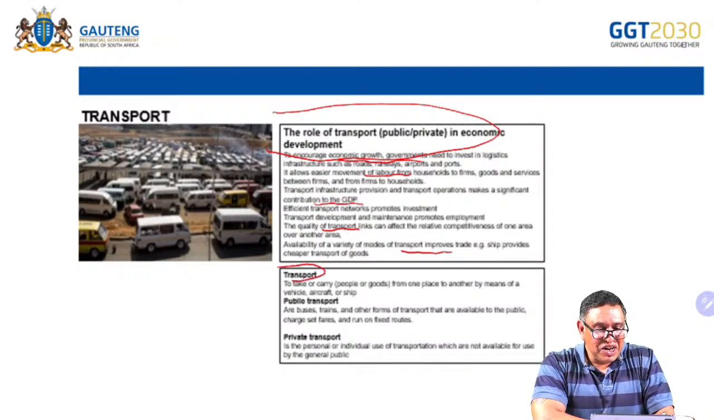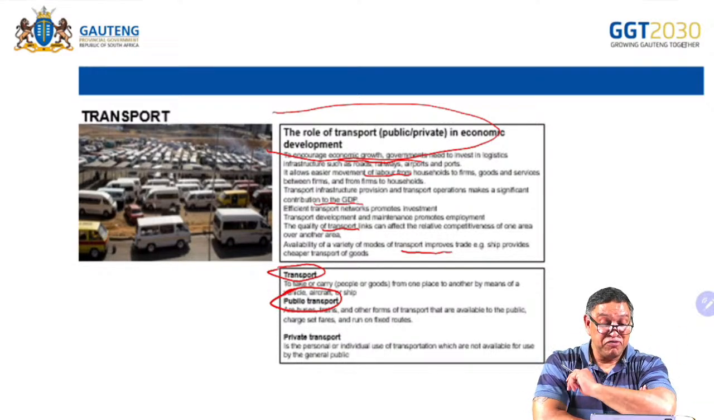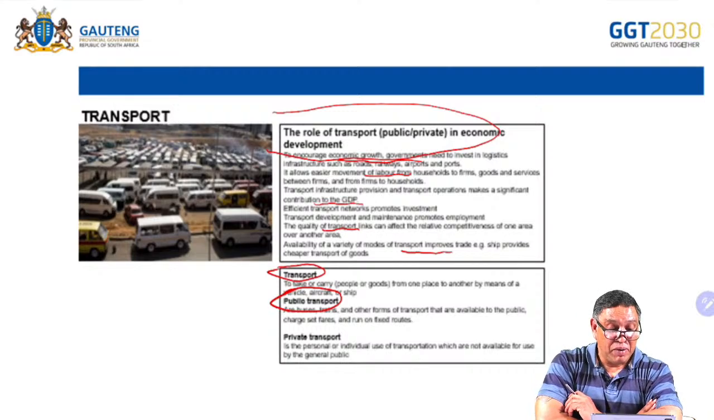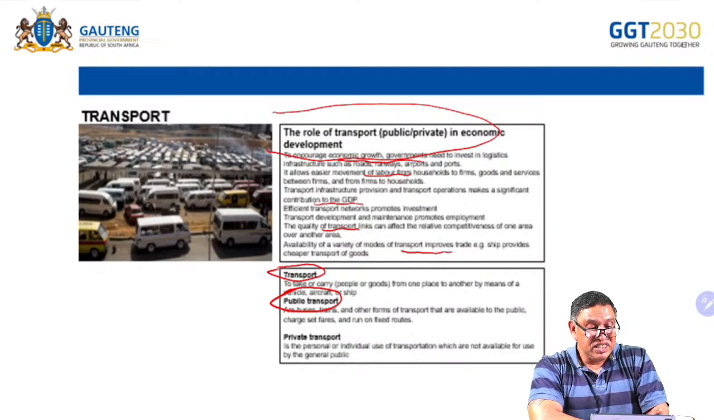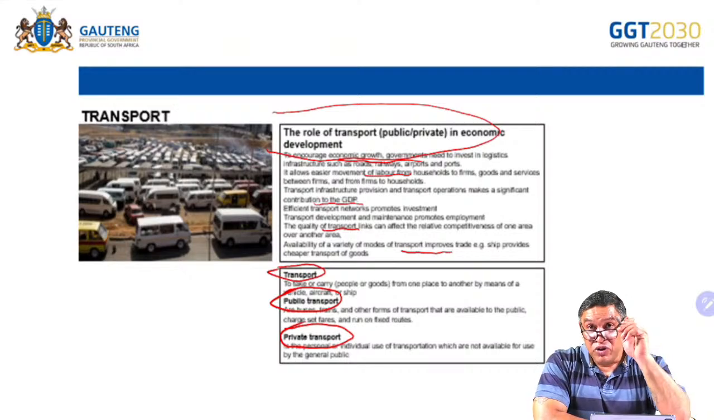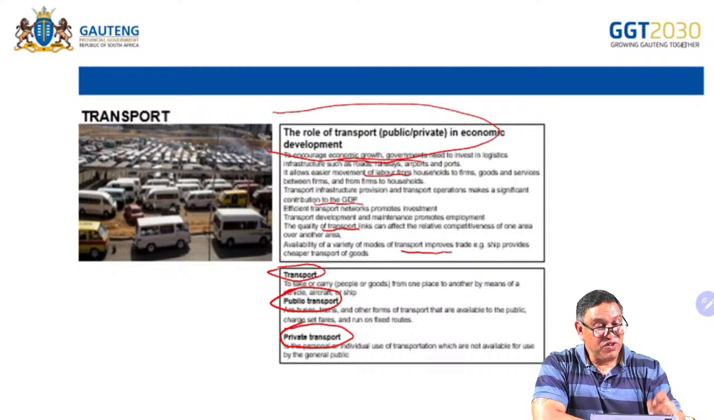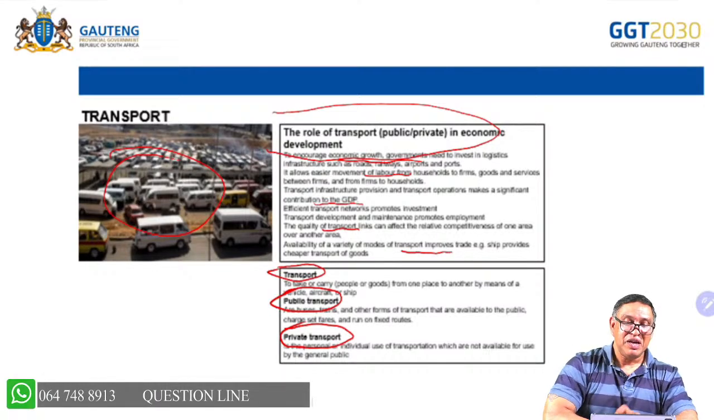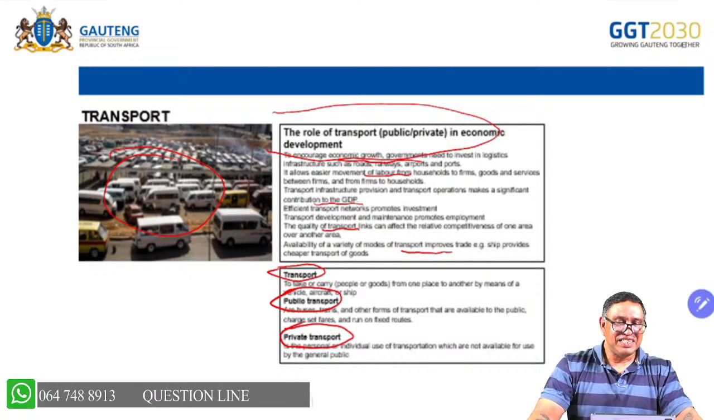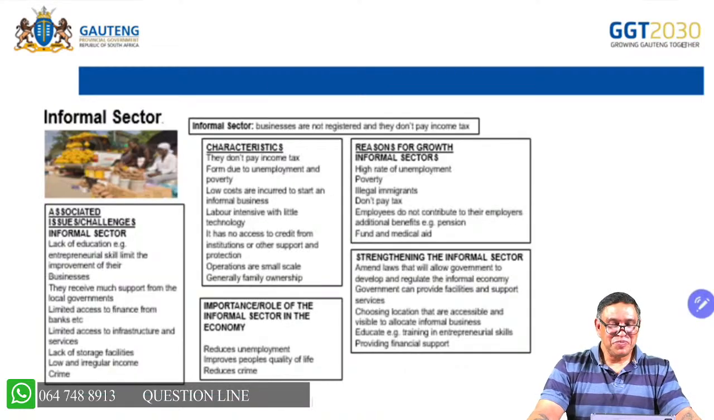You need to know what transport is. It's a carrying of people or goods from one place to another. What's public transport? Any form of transport that is available to the public and fares are charged. And private transport, where you and your family drive in a car. There's no charge there. That's for your private use. There's our famous public transport, our taxis.